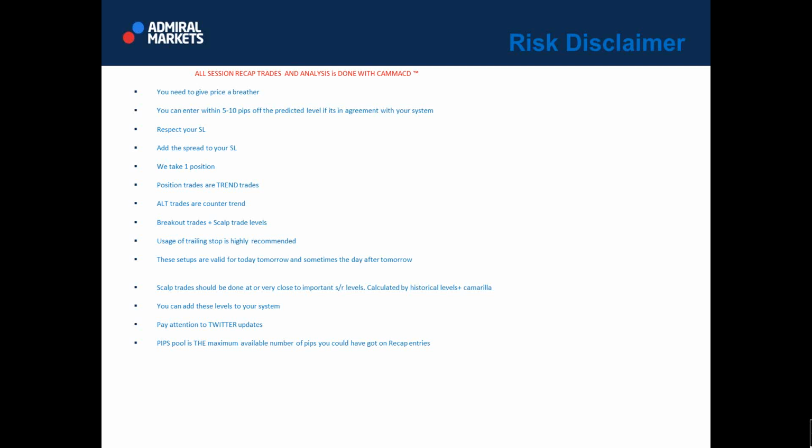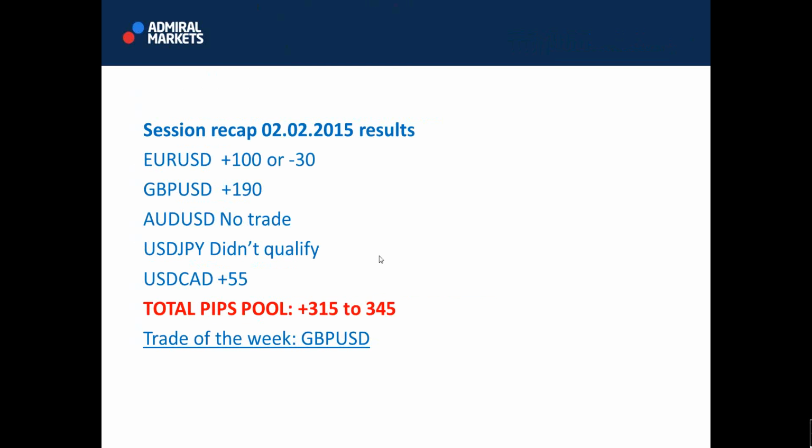Okay. Pips pool, the term pips pool, that means the maximum available number of pips you could have made on those recap entries. So the term pips pool is a term which I personally have made up. That is the thing which I use for giving you the exact pips pool, the maximum number of pips which you could have made on those recap sessions.